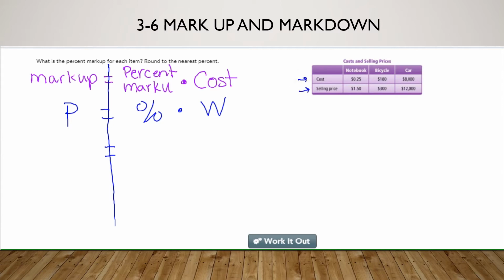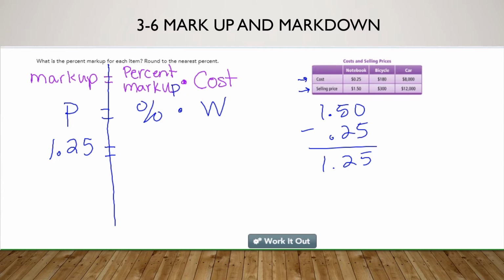So when we go ahead and subtract, $1.50 take away 25 cents, we are left with $1.25. So that is our part. That's how much it is marked up, $1.25. Now our percent is considered the percent markup, but we have to figure that out, so we'll just use a variable. Now the whole is the cost, or the original amount, which is 25 cents.